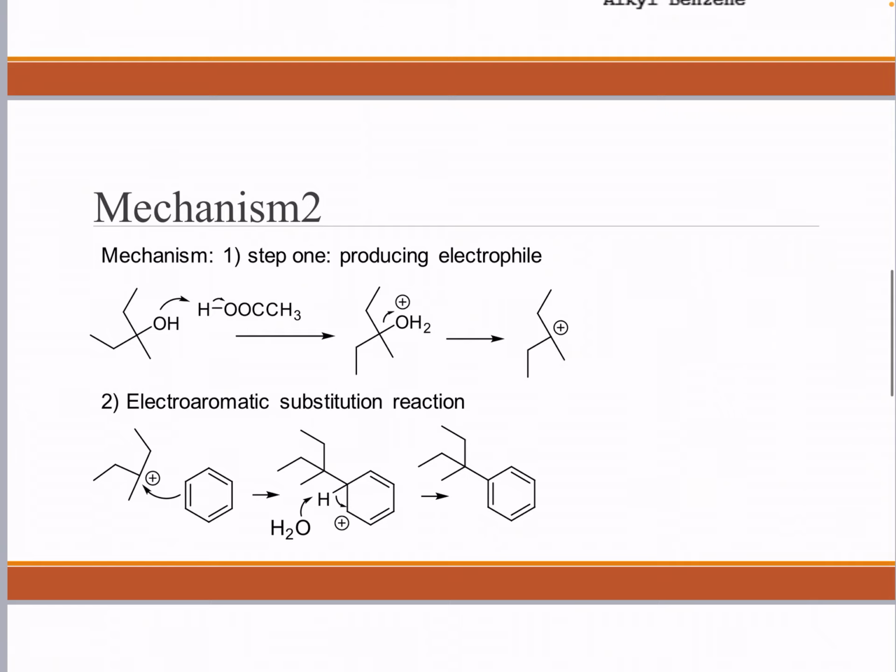Since we're using acid as the catalyst, the first step will be protonation of the tertiary alcohol. The second step will be kicking off water and creating the carbocation intermediate. And then, since we already produced an electrophile, we're going to use a benzene ring as a nucleophile to do the attack, and then eliminate a proton to restore the aromaticity of the benzene ring, which gives us the final product.